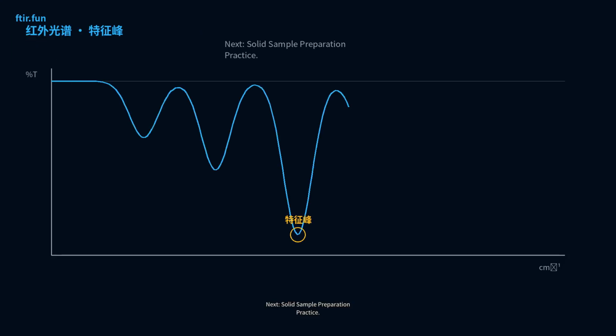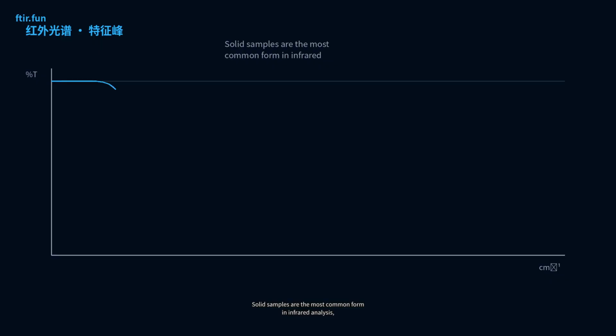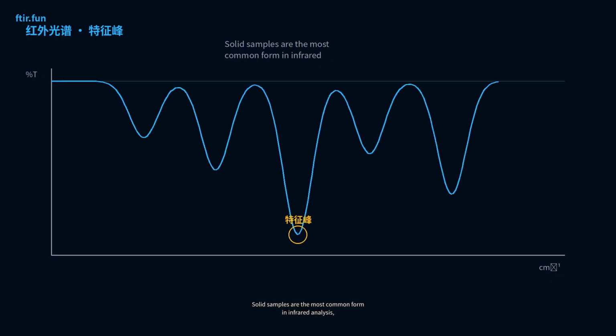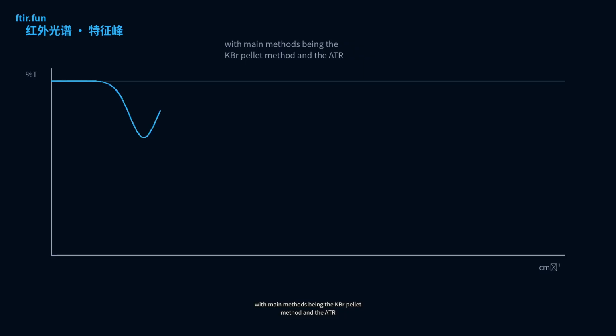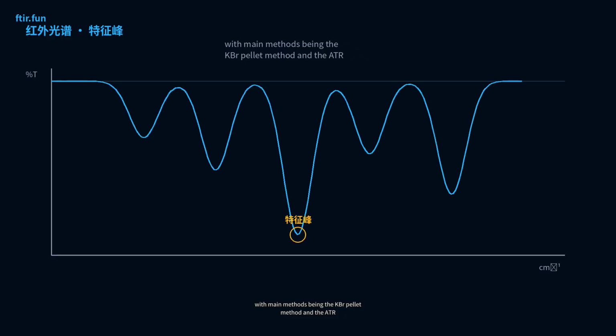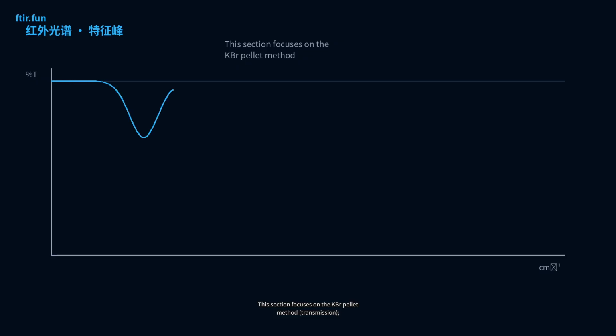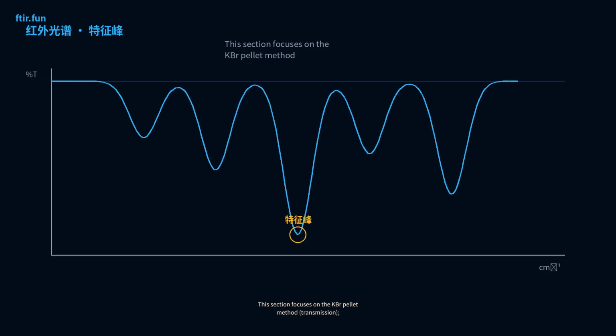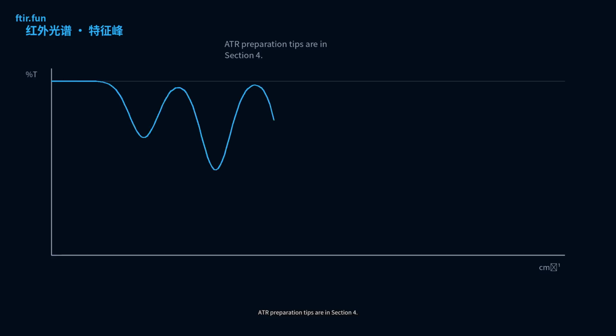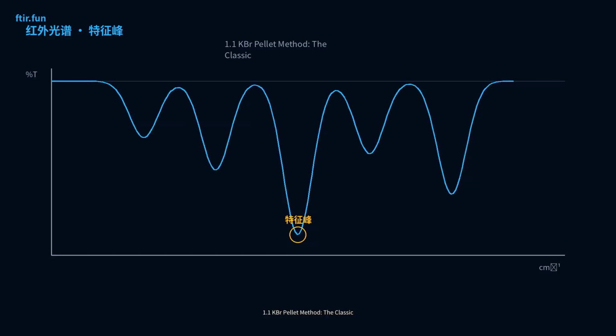Next, solid sample preparation practice. Solid samples are the most common form in infrared analysis, with the main methods being the pellet method and the mull method. This section focuses on the KBr pellet method for transmission. Data preparation tips are in section 4. 1.1 KBr pellet method, the classic.